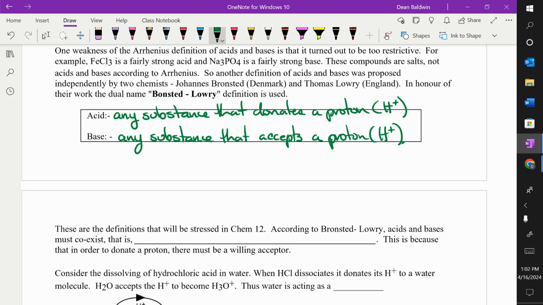Okay, so can I flip the page? Oh, yes. So if you put iron chloride and sodium phosphate into a thing, what do you do? Well, we're going to get into that.